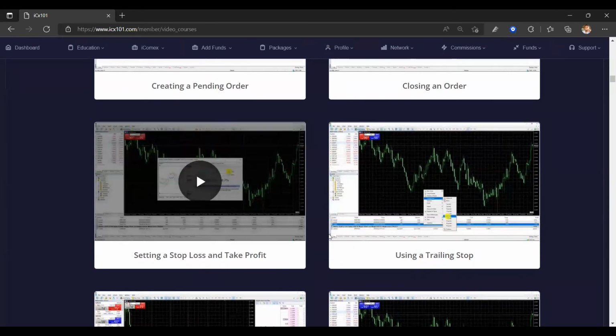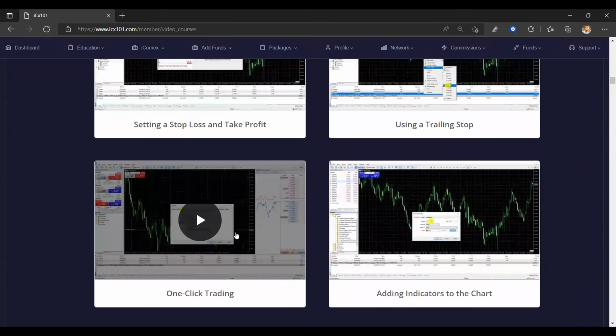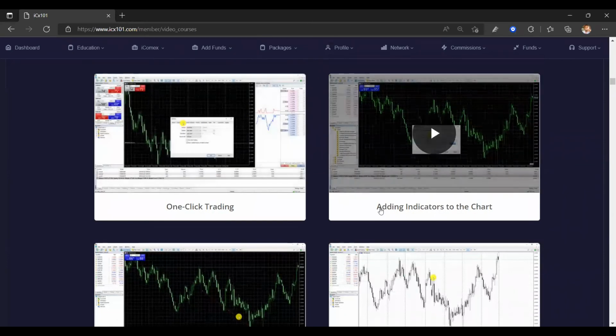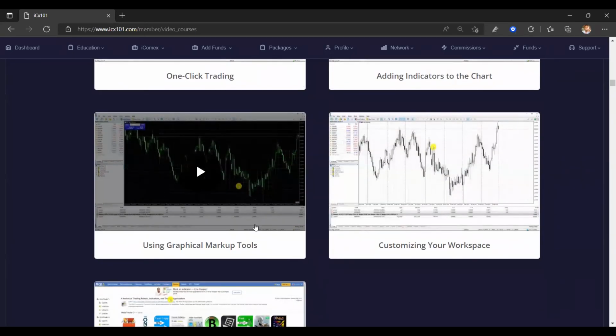Setting your stop loss, using trailing stop loss, one-click trading, adding indicators to the chart, using graphical markup tools like rectangles, how to draw support line, resistance line, trend lines, how to spot an error or a mistake you made, and put information there so that when you open the chart tomorrow, you can see it. All those things are there.